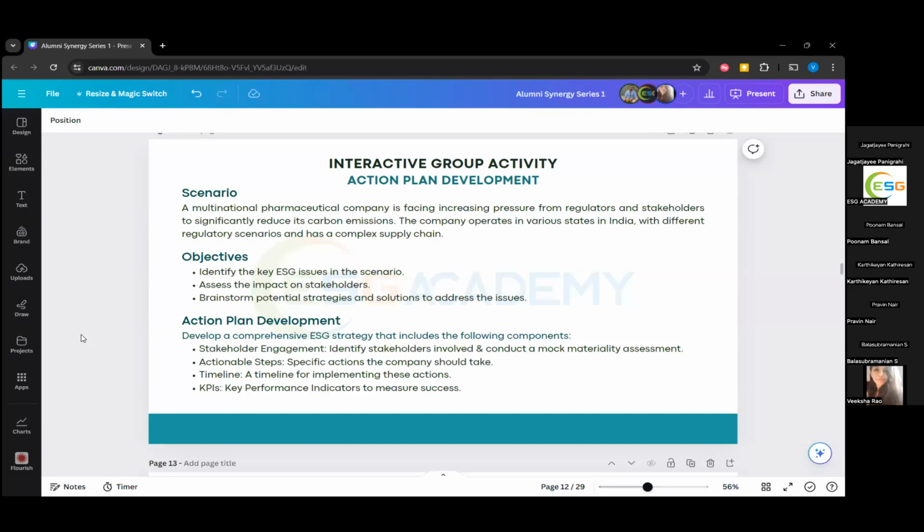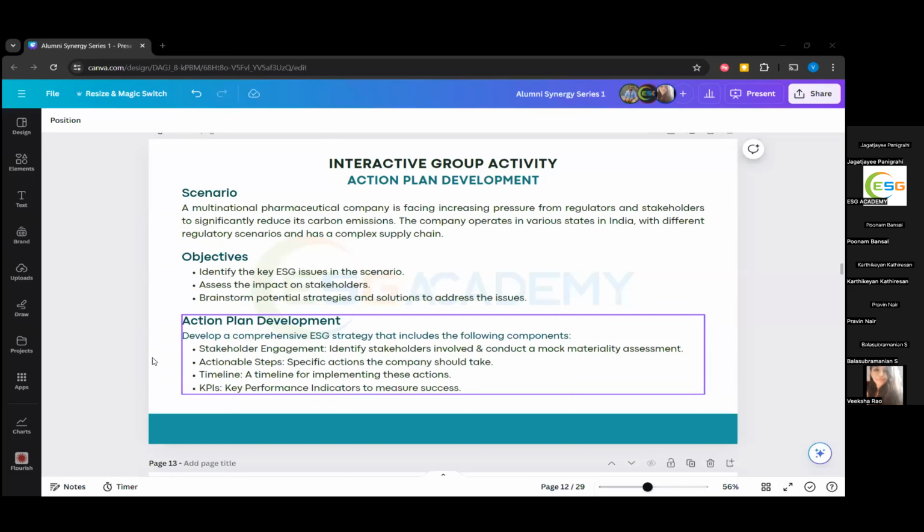This activity is with an end goal that we develop an action plan for an organization which is trying to get ESG integrated within its operations. So I will give you the scenario and the objectives, and also what will be the deliverables by the end of this session by you, and us together we'll try to work it out.